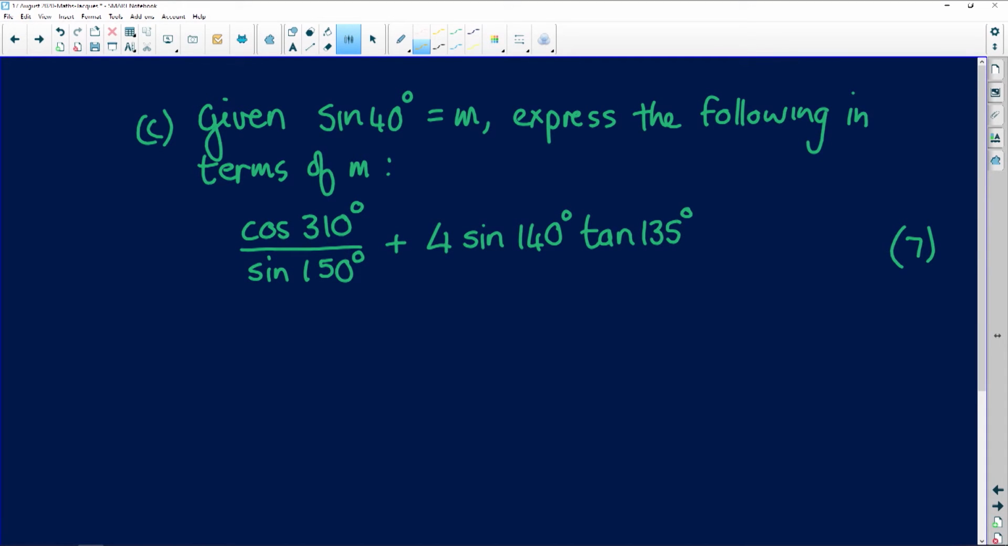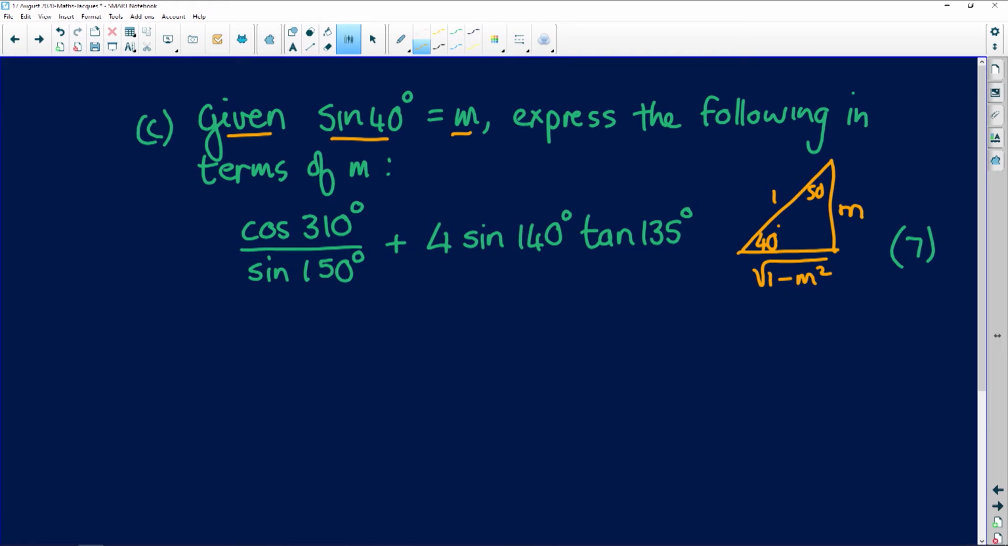The third one I love. The third question says, you are given the sine of 40, which is m. Express the following in terms of m. Now I always just make myself a little diagram over here. This is 40. Now the complement of 40 is 50. The sine of 40 is opposite over hypotenuse, so this is the square root of 1 minus m squared, if I ever need that.